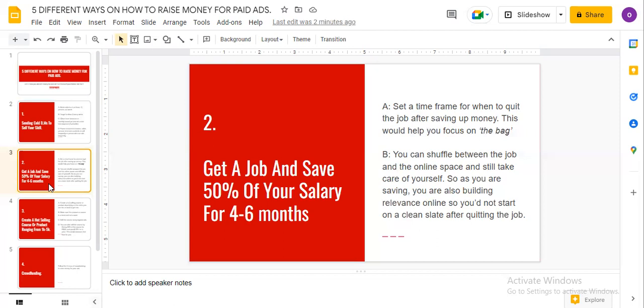So when you are quitting your job, you are not starting out as a newbie. No, you are starting out as someone who understands the online space. You are starting out as someone who knows one or two things about the online space. So you are not starting out as a newbie when you are running your ads with knowledge in your head, because you have already taken up courses before quitting the job.